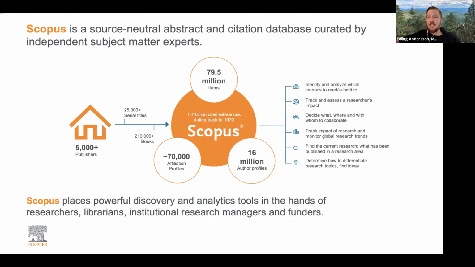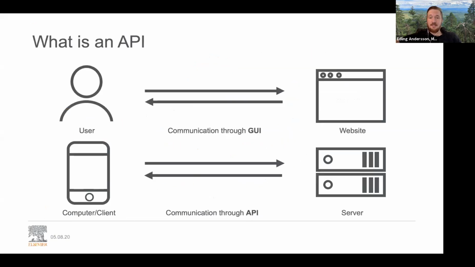It covers 78 million items, including records from journals, books and book series, conference proceedings, and trade publications, across 16 million author profiles and 70,000 institutional profiles. And all of this comes together to power your research, to help you stay up to date with recent publications, find co-authors, analyze journals to publish in, and monitor global research trends.